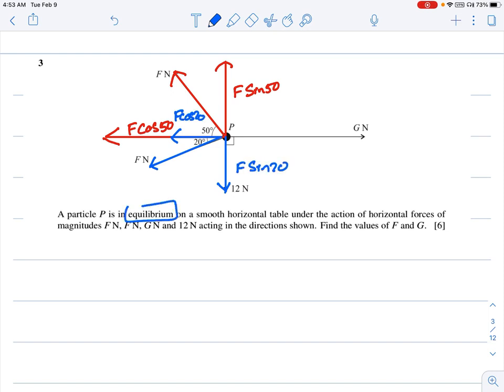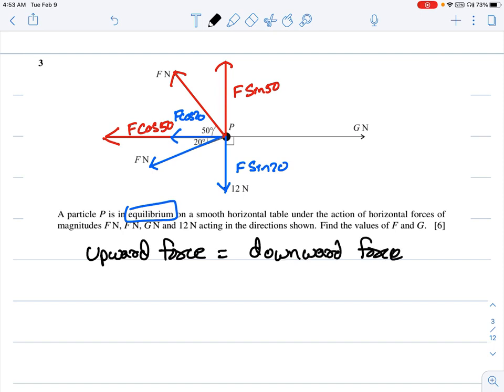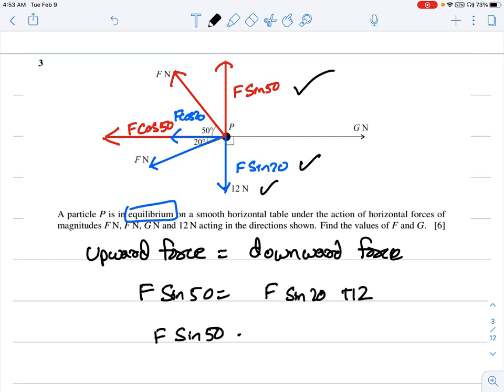So now the body is in equilibrium. Whenever the body is in equilibrium, upward force is equal to downward force. Remember, upward force is equal to downward force. The upward force is F sin 50. The downward force will be F sin 20 and 12. F sin 20 plus 12. Then I bring all the terms with F to one side. F sin 50 minus F sin 20 is equal to 12.